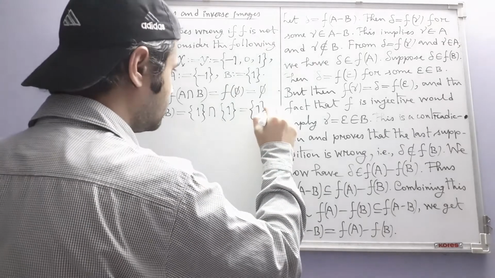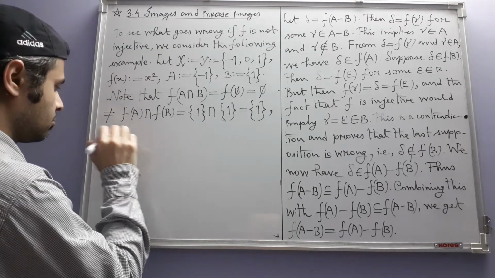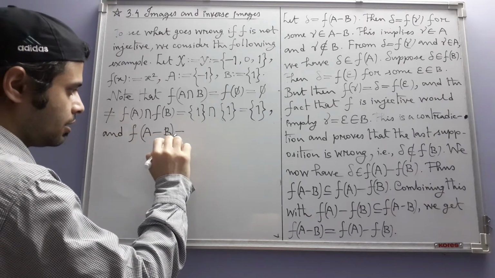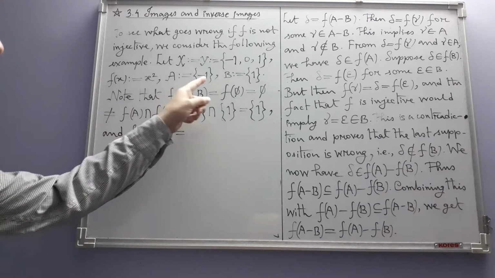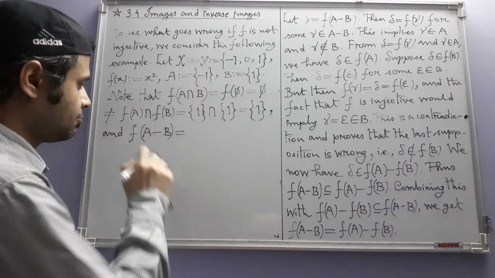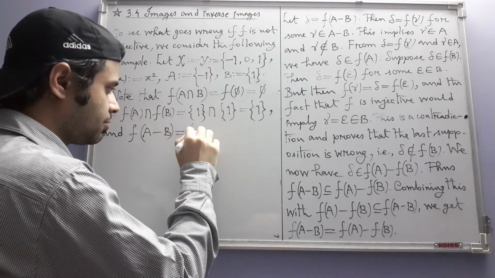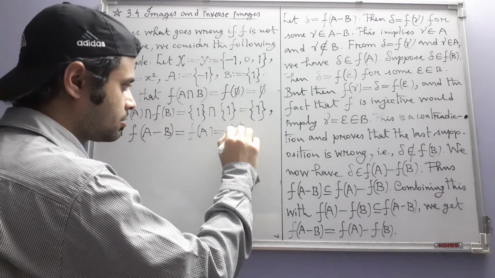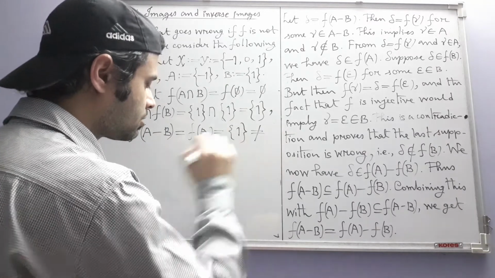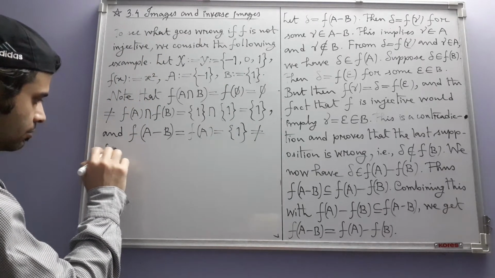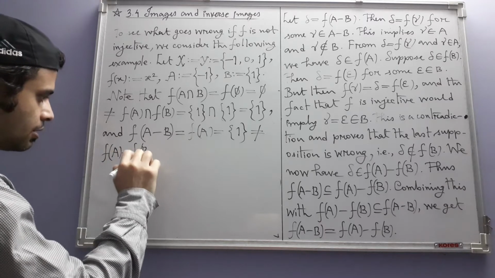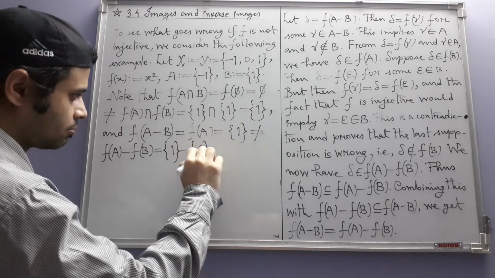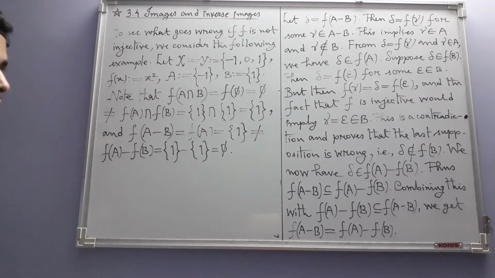So in this case, equality fails, and just like that, let us now see the difference. f(A minus B). Since A and B have nothing in common, f(A minus B) is f(A), that is A minus B equals A, and f(A) we have already seen equals this. However, this is not equal to f(A) minus f(B), which turns out to be the empty set.